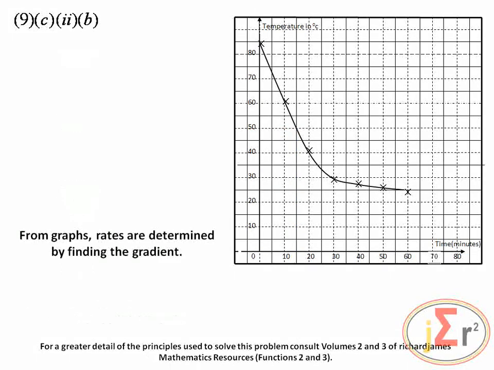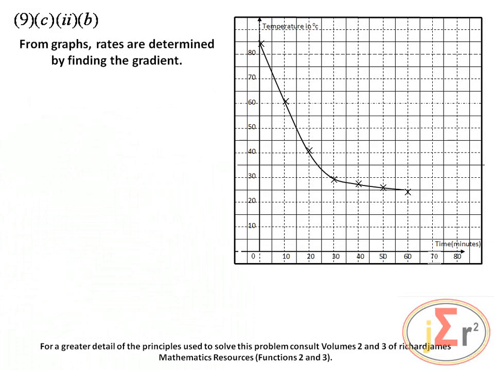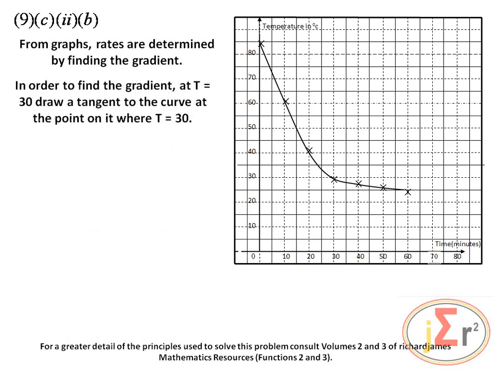We will then determine the rate at which the liquid is cooling when time is equal to 30 minutes. From graphs, rates are determined by finding the gradient. In order to find the gradient at t is equal to 30, draw a tangent to the curve at the point on the curve where t is equal to 30. T is equal to 30 right there.